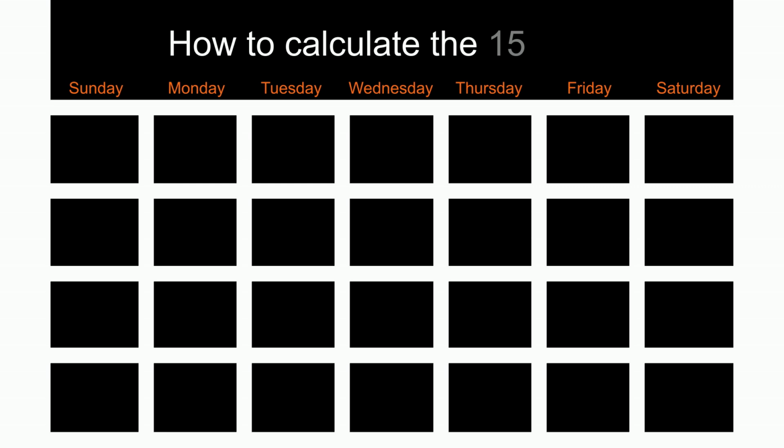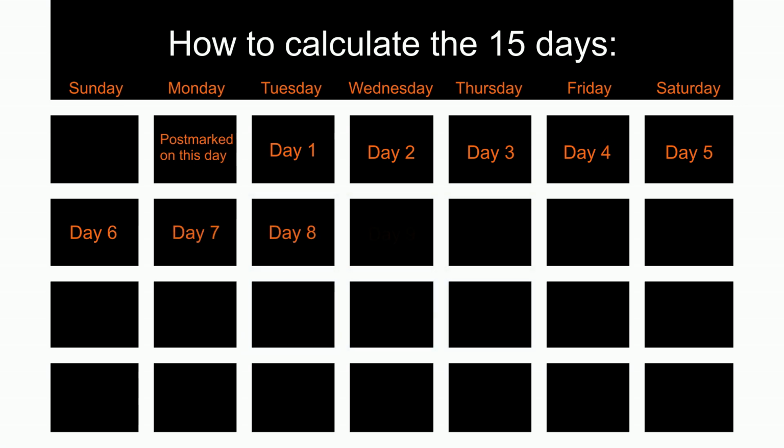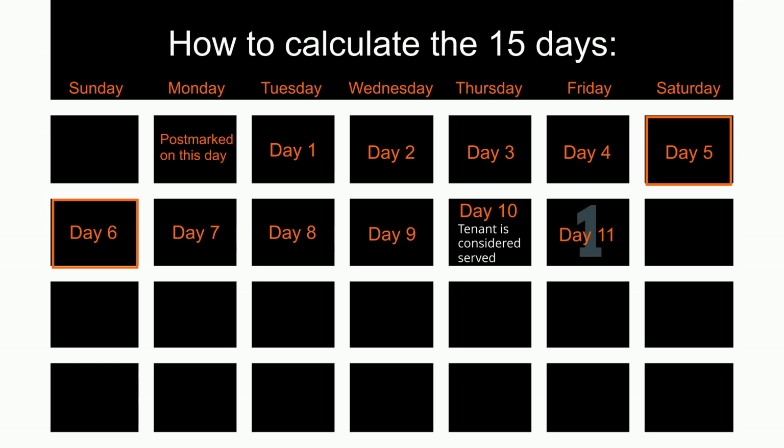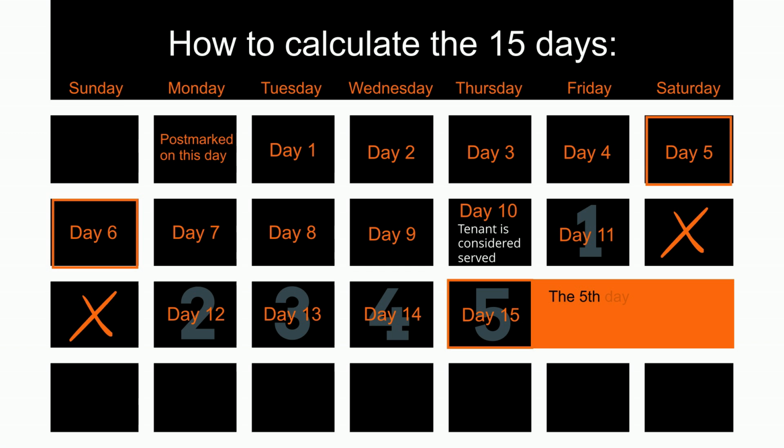How to calculate the 15 days? Day 1 is the day after the postmark date. You can determine the mailing date by looking at the postmark date found on the envelope that contained the mailed copy of the forms. For the first 10 of the 15 days, count regular calendar days, every day, including weekends and holidays. The 10th day is the day the tenant is considered served. The tenant will then count 5 court days. For these 5 court days, do not count Saturdays, Sundays, or court holidays. The 5th day is the deadline to file an answer with the court.